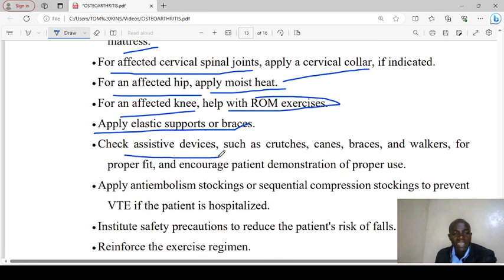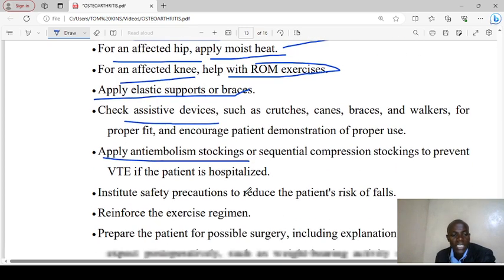Check the assistive devices such as the crutches, okay, canes, braces, walkers for proper fit and encourage patient demonstration for proper use. Okay, there's a link on the proper use of the cane and the crutches that will be popping up. You can review. Also apply anti-embolism stockings or sequential compression stockings to prevent venous thromboembolism if the patient is hospitalized.